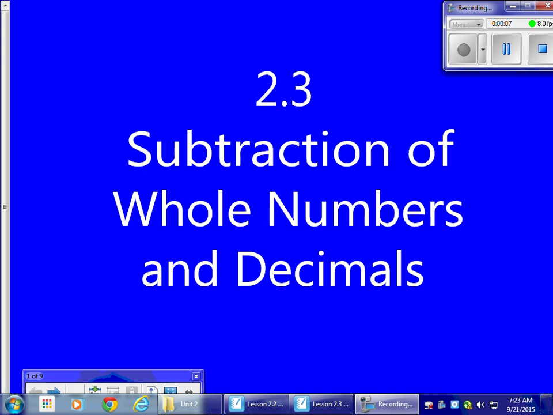Yesterday was addition. Today is going to be subtraction. Some things are different with subtraction. In an addition problem, the answer was the sum. The answer to a subtraction problem is called the difference, because you're trying to find the difference between two numbers, how much bigger one is from the other. So we're going to be working with whole numbers and decimals once again.